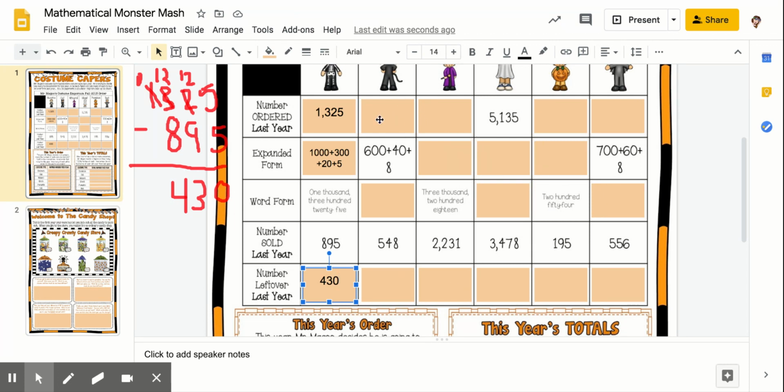So you're going to figure out based on what information they give you whether that number is in expanded form, word form, or standard form. You're going to fill in the rest of the boxes, then figure out how much is left over from last year by subtracting the number that was ordered last year and the number that was sold last year. So that is the first part of this assignment.